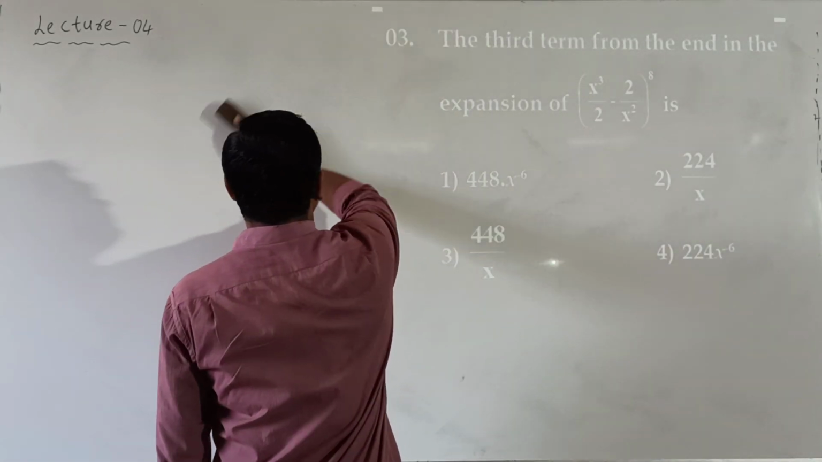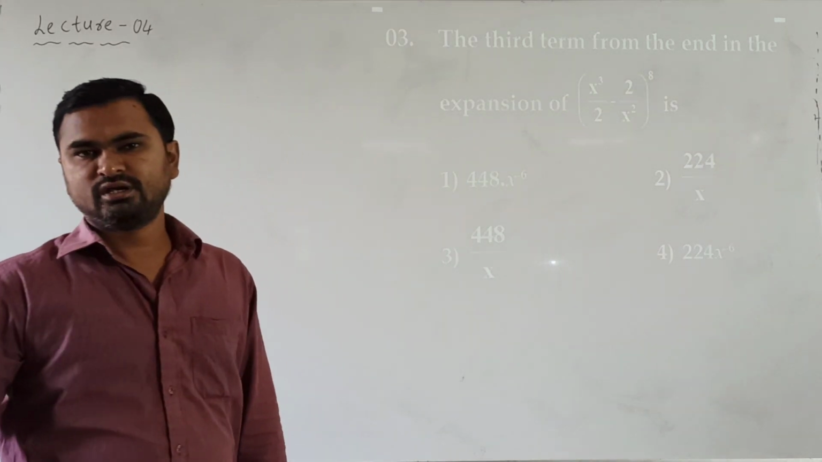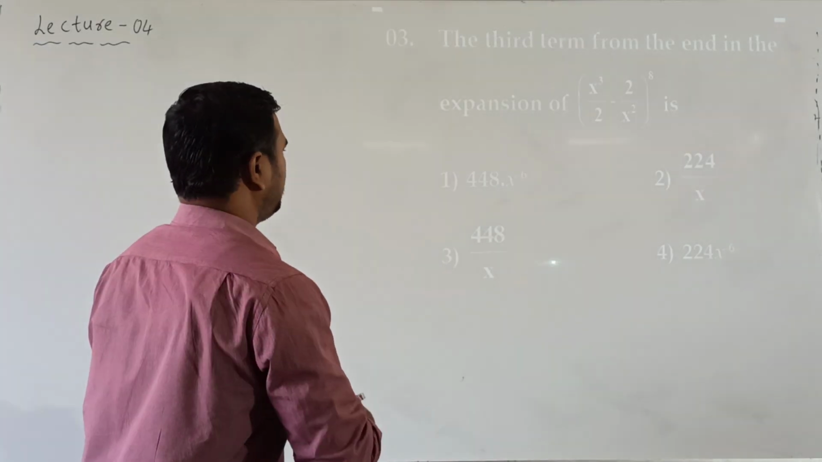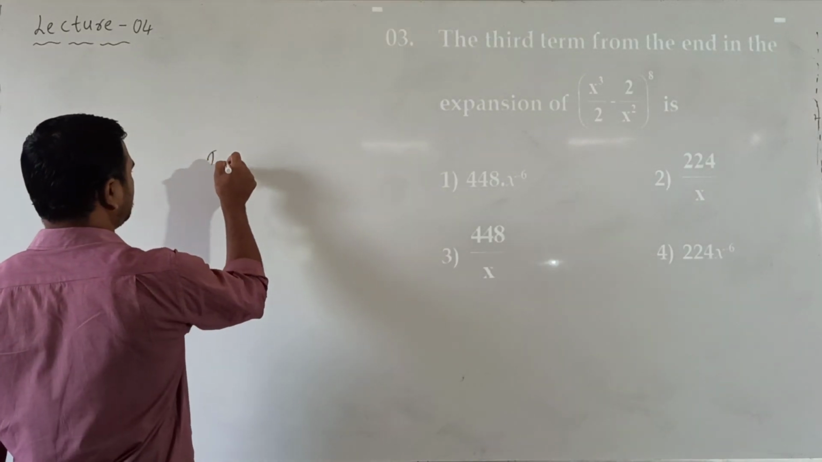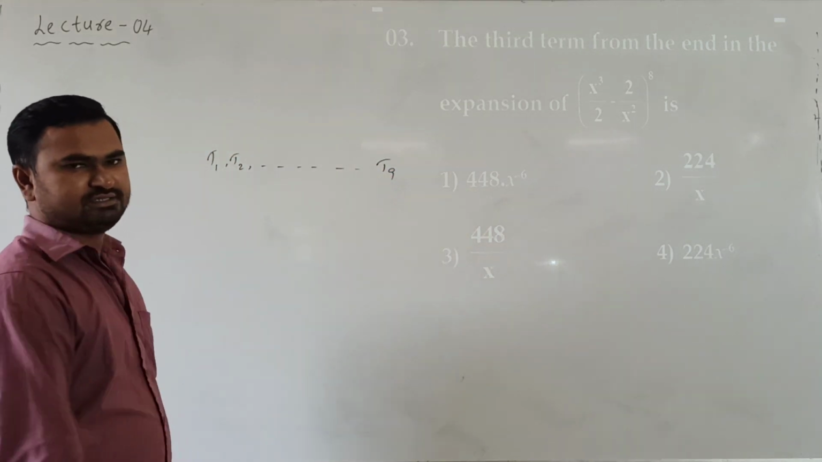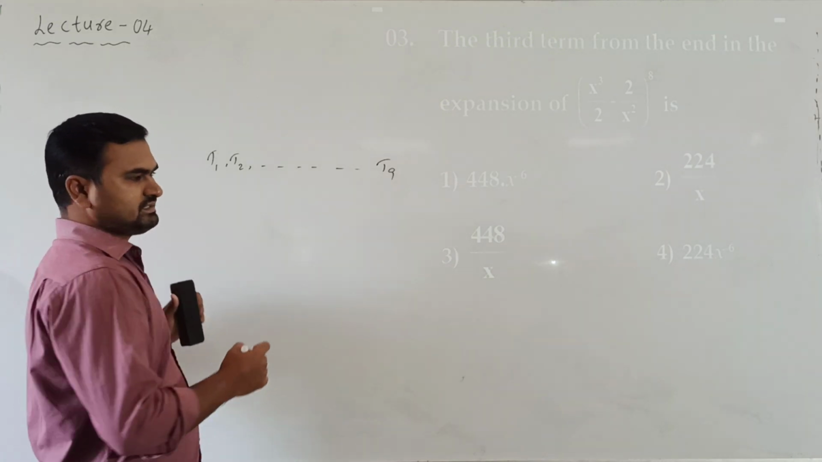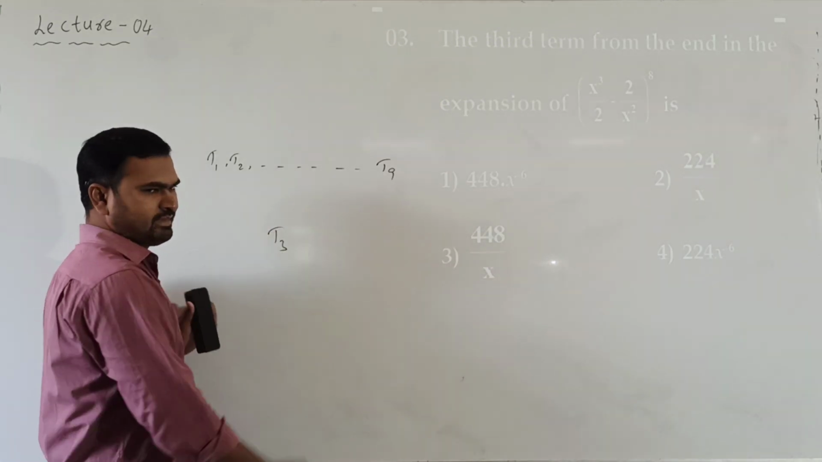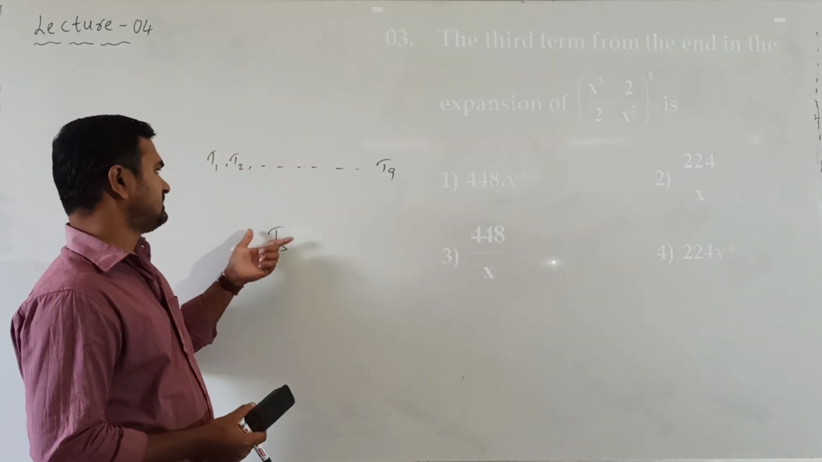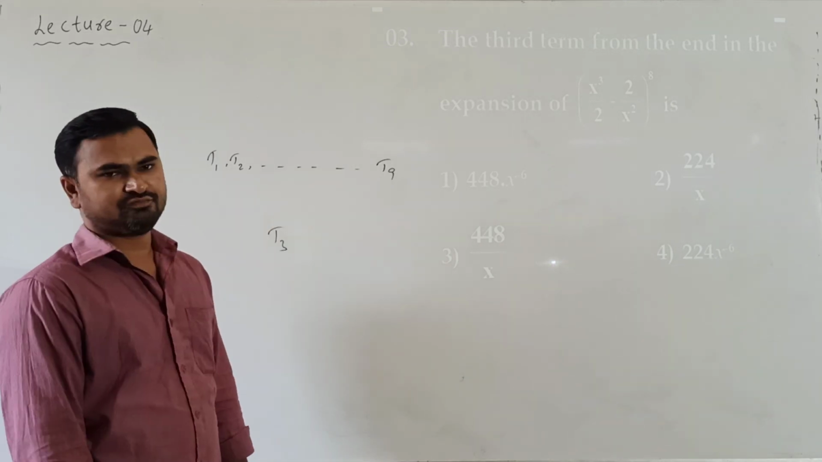So third term from the end means, observe power is 8. Power 8 means how many terms will we get in the expansion? We will be getting 9 terms, like T1, T2 up to T9. Now in these 9 terms, we need the third term from the end. So is it T3? Do we have to find T3? No, it is not T3, because T3 is the third term from the beginning. But we need the third term from the end.